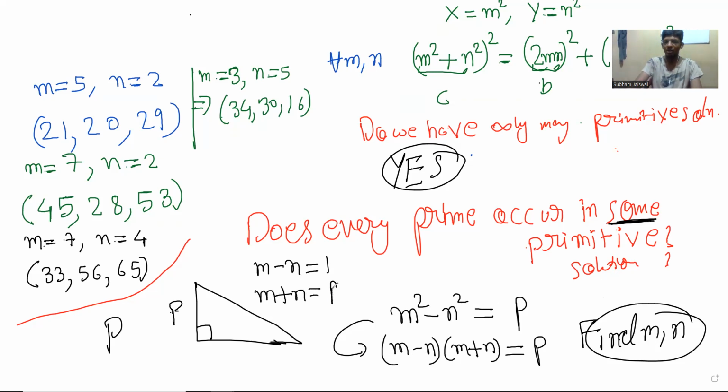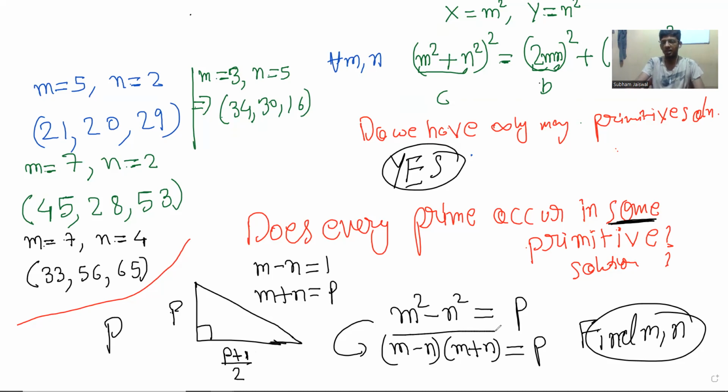But this you can always solve. You can always solve this. For example, 4 and 3, you get 7. That's good. But for any prime, can you do it? And the answer is yes.